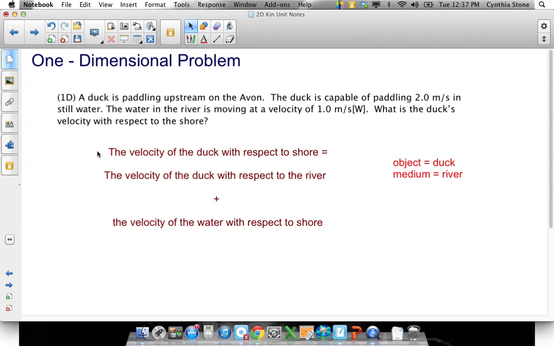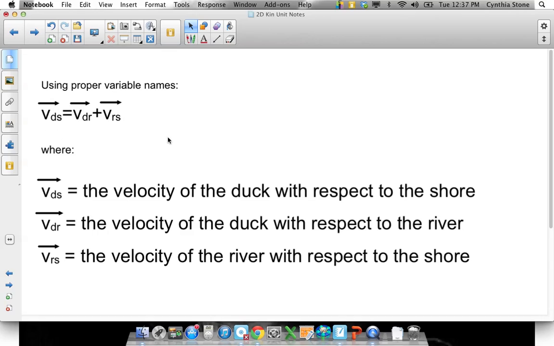So the velocity of the duck with respect to the shore ends up being a vector sum of the velocity of the duck with respect to the river, plus what the water's doing with respect to the shore. These variable names throw kids off, but: duck with respect to shore, ds, equals duck with respect to river, that's as if the river wasn't moving at all, plus the river with respect to the shore. That becomes the vector addition we do, and that's what you probably did in your head before I showed you this awful equation. I don't show it in the grade 11 course because it's unnecessary. You can do it all in your head.